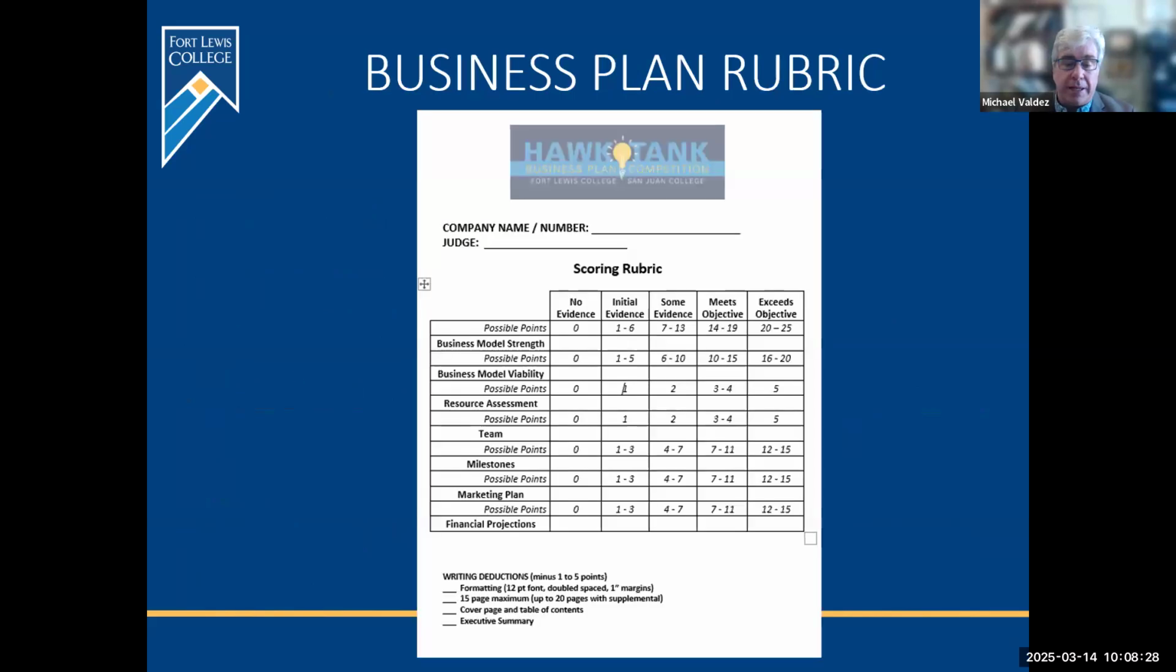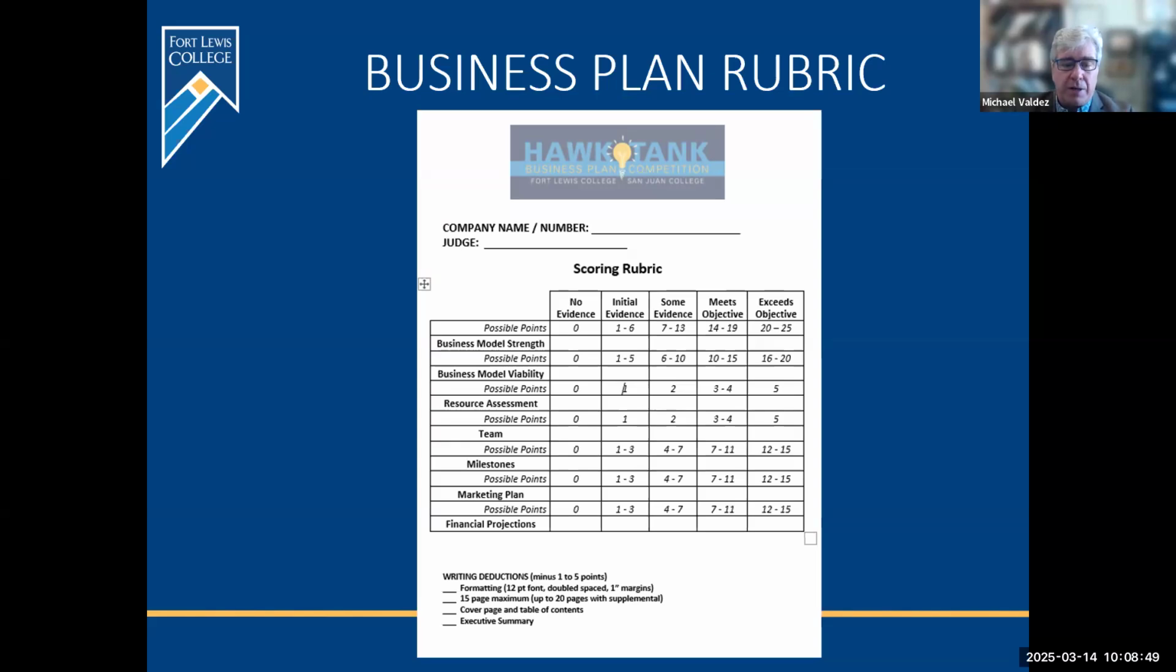As for the judge rubric, this is what was sent to you yesterday with the invitation to the workshop. This is the actual rubric given to the judges, both for the first round as well as for the presentation round on April 19th. And this is how they are giving you your points.